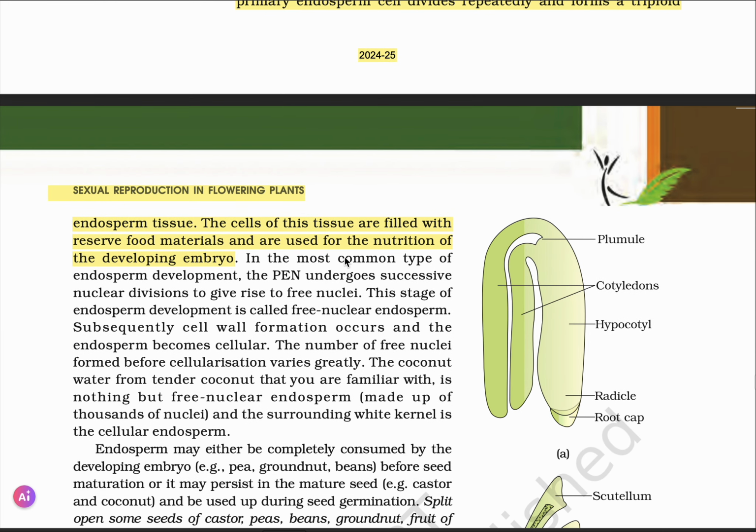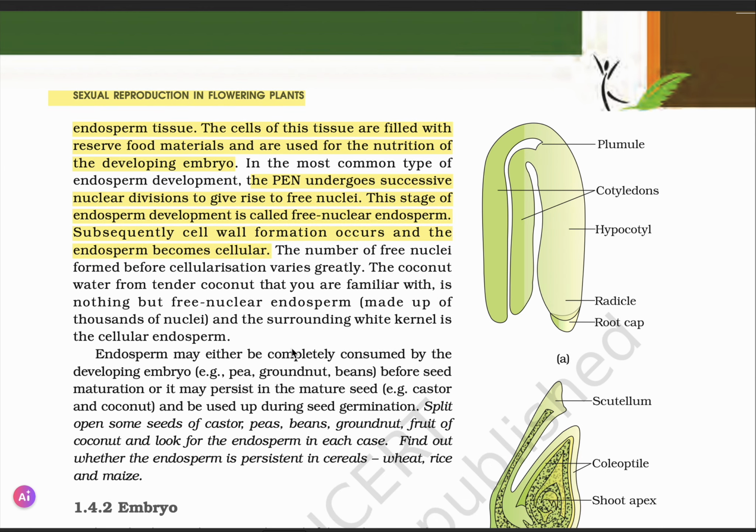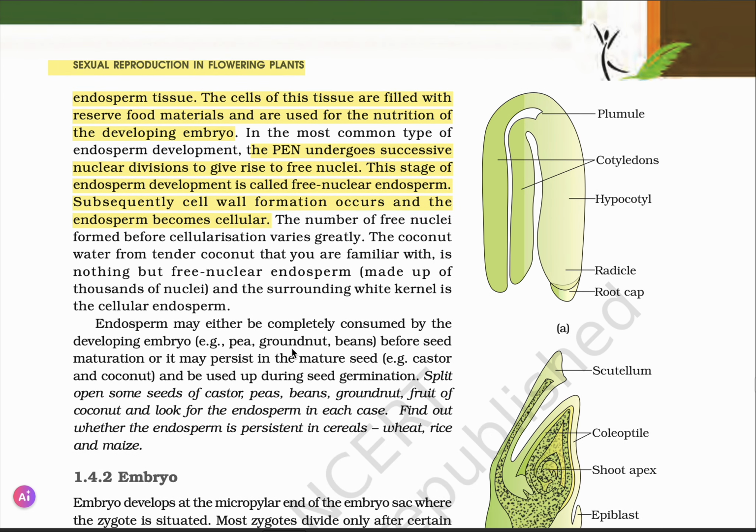In the most common type of endosperm development, the PEN undergoes successive nuclear divisions, giving rise to free nuclei. This stage of endosperm is free nuclear endosperm, and then cell formation occurs and the endosperm becomes cellular. The number of free nuclei formed before cellularization varies greatly. The coconut water from the tender coconut is actually free nuclear endosperm, and the surrounding white kernel is cellular endosperm.